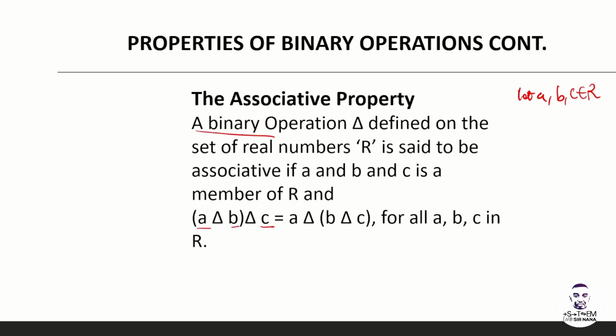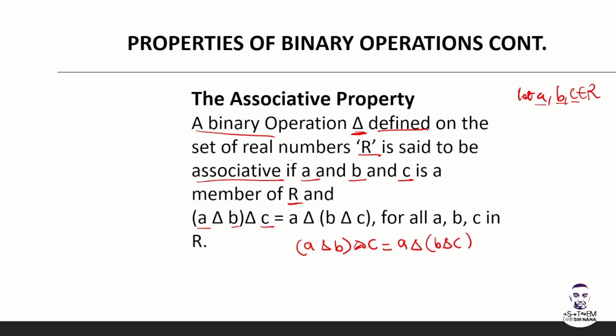So we say a binary operation, this time using a triangle as the operation symbol, defined on the set of real numbers R, is said to be associative if A, B, and C are members of the real number system, and we say that A operation B, so the first two we put together, and then operation C, is equal to: we pick the first one, A, and then operation, put the next two together, so B operation C.